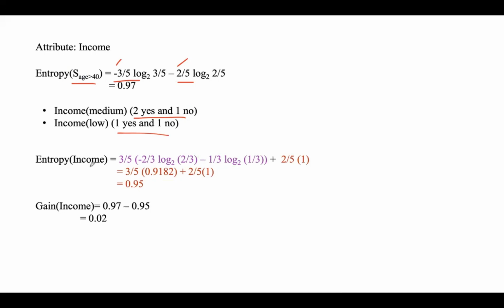Next, find out entropy. 2 plus 1, that is 3 by 5. Entropy for the first category is this one. Next, in the second case, 1 plus 1, that is 2 by 5. Entropy for this will be 1. So we got information gain for income.